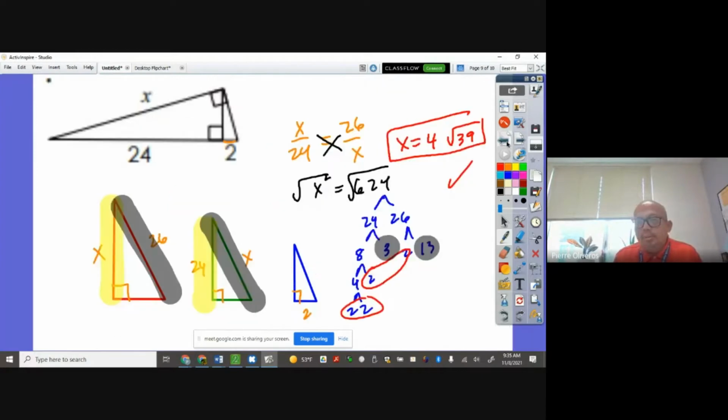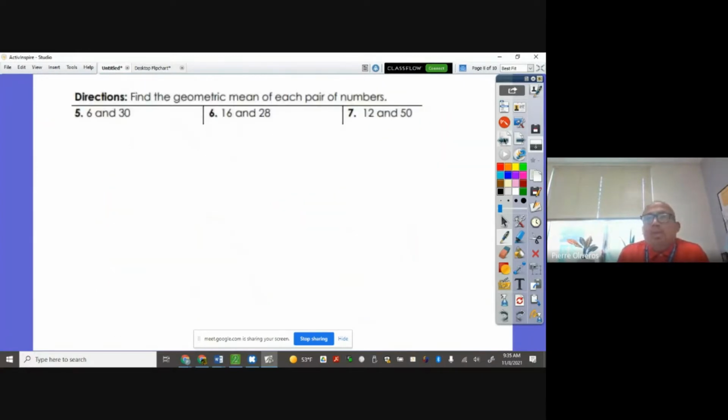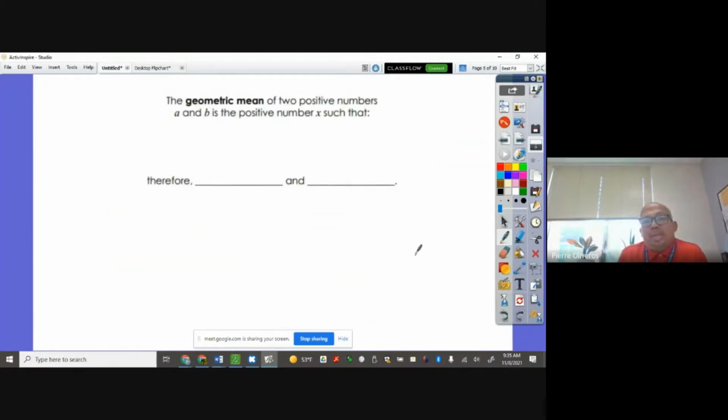Okay, how do we find the geometric mean? The geometric mean of two positive numbers a and b is the positive number x such that a over x is equal to x over b. Therefore, when you cross multiply, x times x is x squared, and a times b is ab. So therefore, x is equal to the square root of ab. When we're finding the geometric mean, we just have to cross multiply them and take the square root of that.